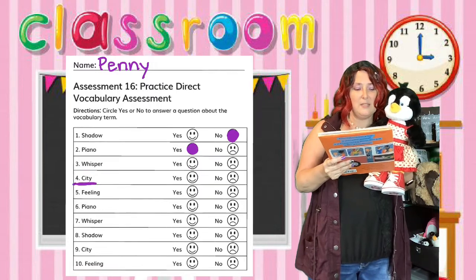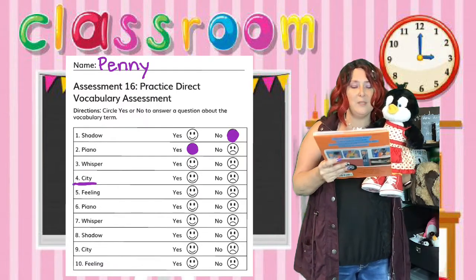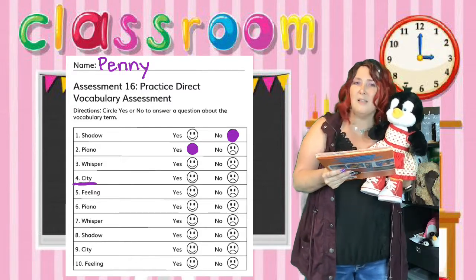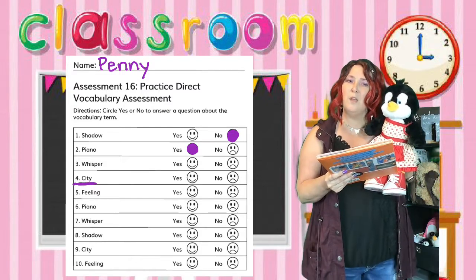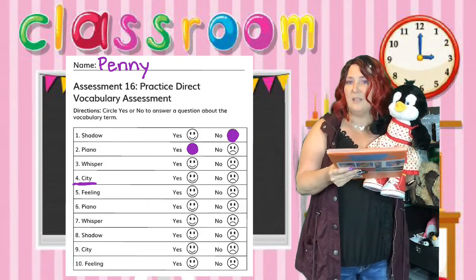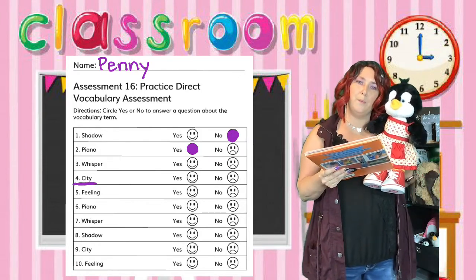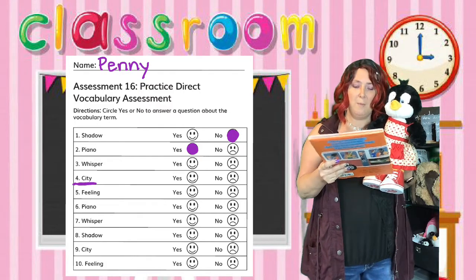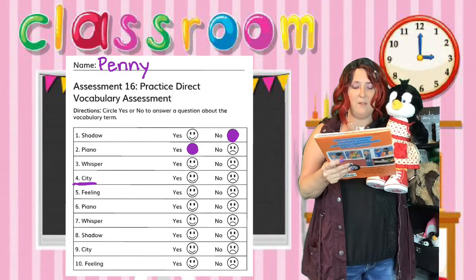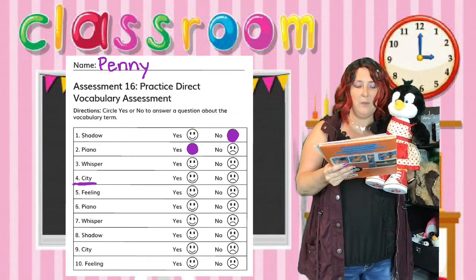The next one says number 4, city. Would you see many buildings in a city? Yes or no? Mark down the one that you think. Think about a city. Would you see many buildings? Yes, happy face, or no, sad face? Okay, once you're done with that one, let's go to the next one.